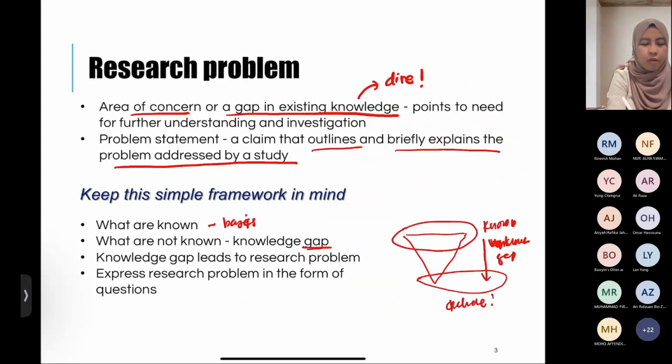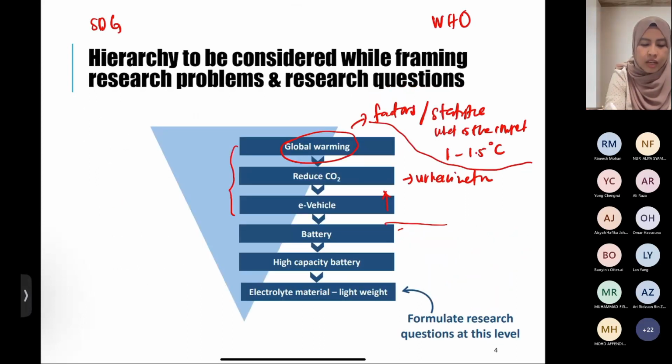So this is from the known part, global warming, all right? The issue of global warming, how to solve that global warming, one of the ways is CO2. That is also known. We haven't gone to the knowledge gap yet. We still are at the what is unknown. Until here, we are still at what is unknown. All right. Now, the e-vehicle is one of the fastest ways to reduce the CO2.